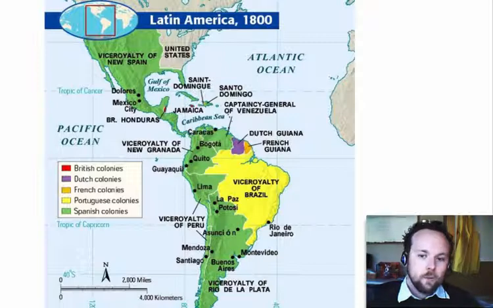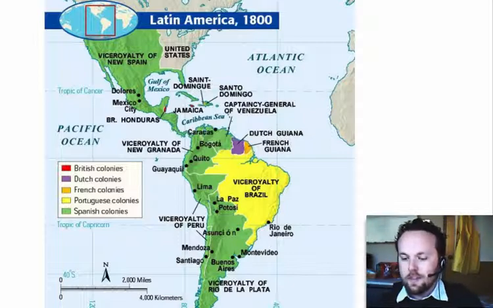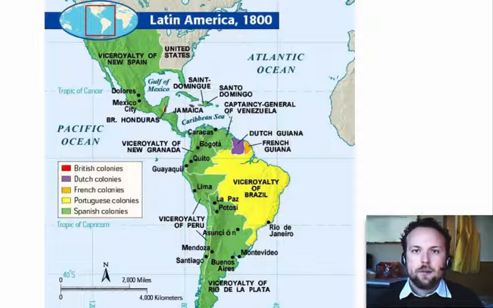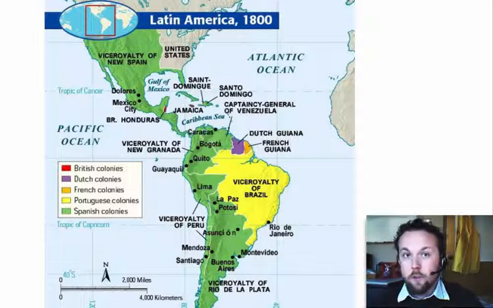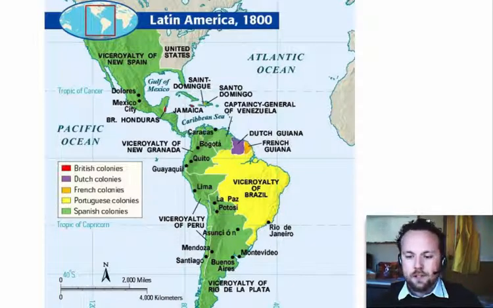Welcome back. We were looking at a map of Latin America as it looked in 1800, and as we move around the map, you can see that a lot of it is controlled by Spain and Portugal. So compared to the small amount that became the United States from Great Britain, by 1800, a large part of the Western Hemisphere was controlled by Spain and Portugal, and there were still some Dutch, French, and British colonies, but for the most part, Spain.